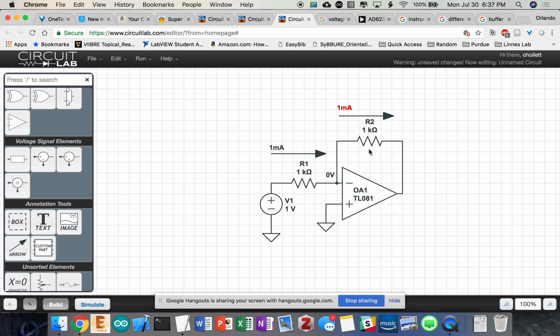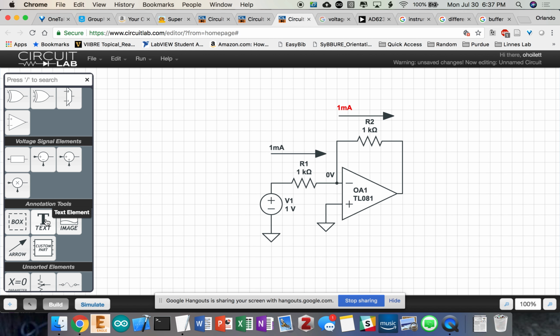Mm-hmm. So if this point is 0 volts, and you have 1 milliamp flowing this way, then this point must be minus 1 volts. That way you can do 0 minus minus 1 divided by 1,000 gives you 1 milliamp.